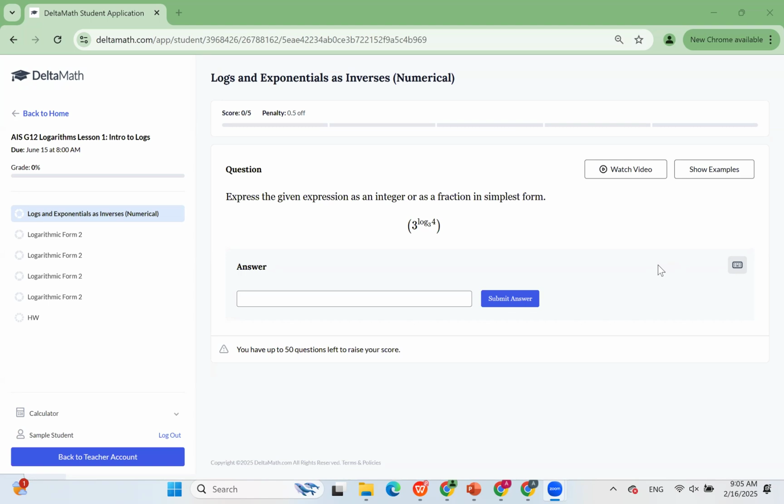So the first law of logarithms says that a to the power of log base a b equals b. What does this mean? It says that a cancels log base a and we get b.